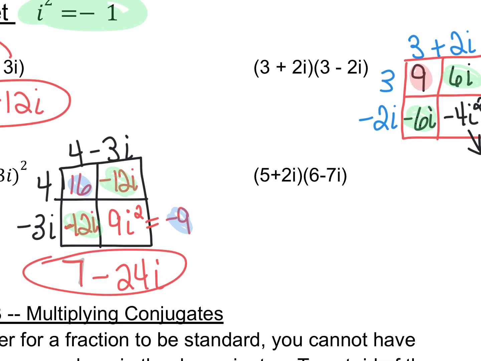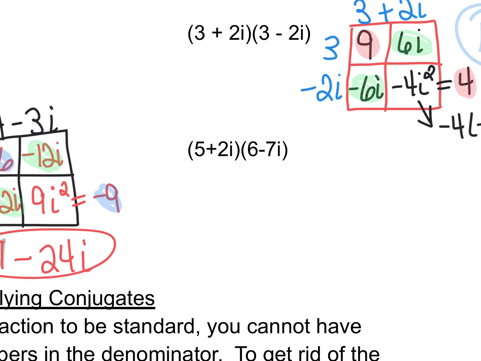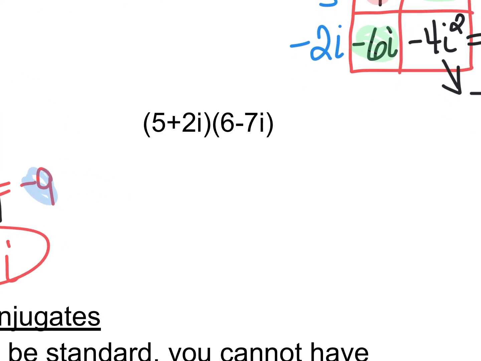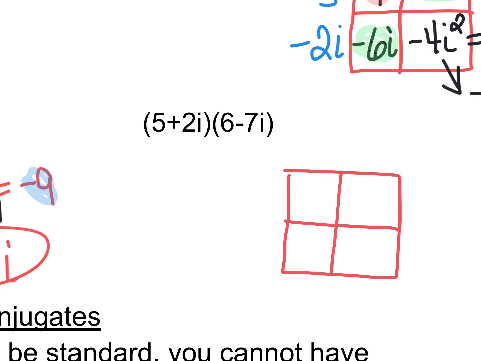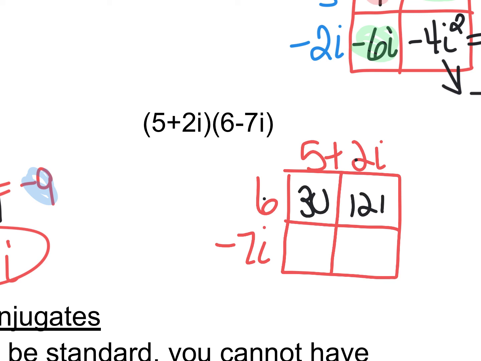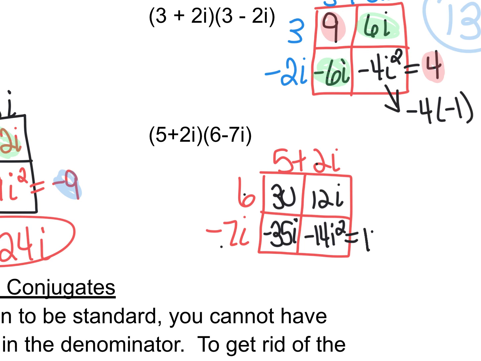And then we can practice one more time. This one is just two binomials that we're multiplying together. So we're going to take our box, and we're going to say 5 plus 2i, 6 minus 7i, and we're going to multiply. 6 times 5 is 30, 6 times 2i is 12i, 5 times negative 7i is negative 35i, and then negative 7i times 2i is negative 14i squared. Remembering that multiplying by i squared just changes that sign.